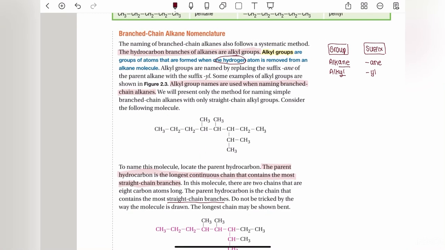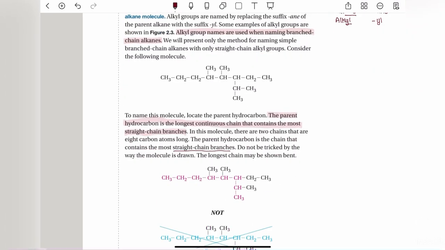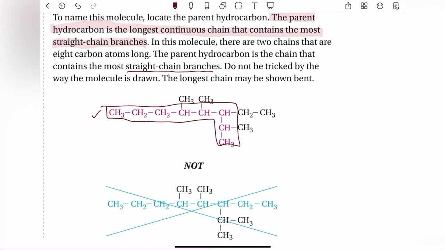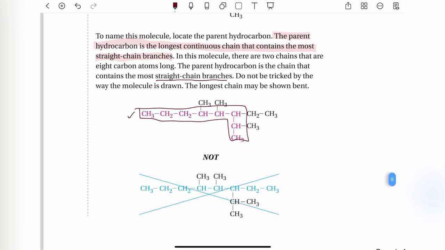Okay, so we are looking for a chain that contains the largest number of straight branches. So that is the parent hydrocarbon. It's nice that they have pictures here. It's easier to explain. So the parent hydrocarbon in this compound would be this, the one in red and pink. This would be the parent hydrocarbon because it has, let's count how many branches, 1, 2, 3, and 4.